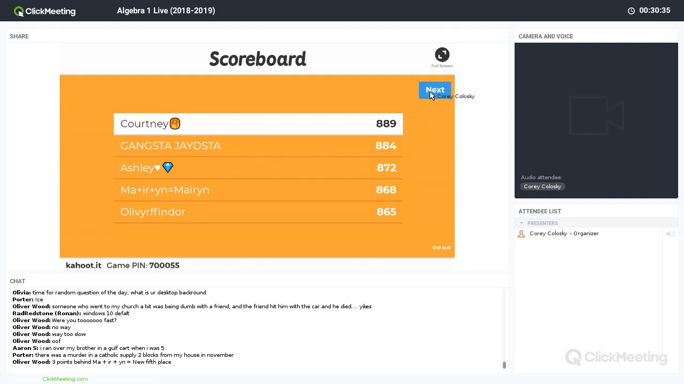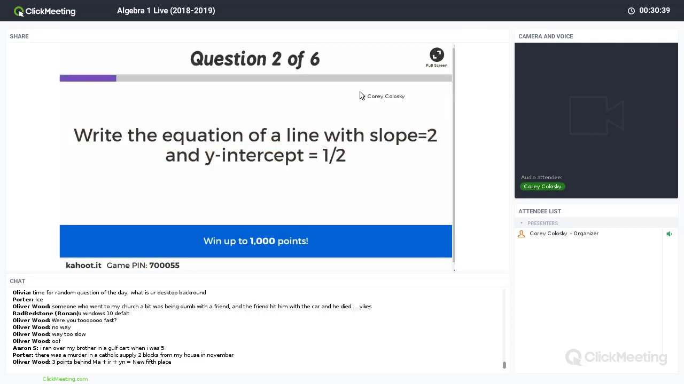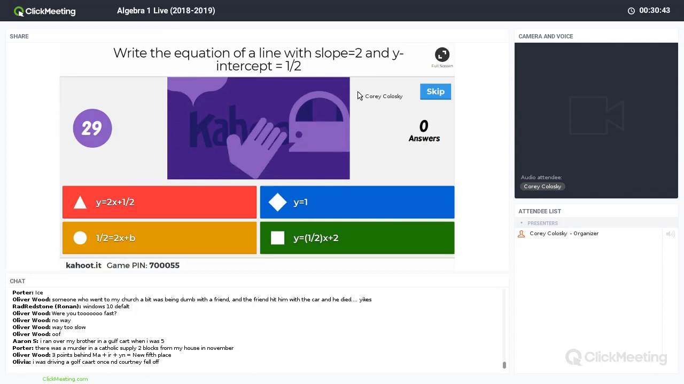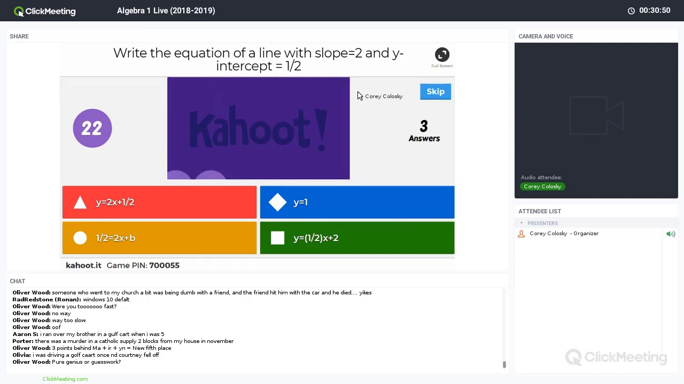All right. Ooh, very close scores. Good job, everyone. Okay, question 2. Write the equation of a line with slope equals 2 and y-intercept equals 1/2. By the way, I think I have 2 questions from each level of difficulty. I think that's what I did, if I recall correctly.